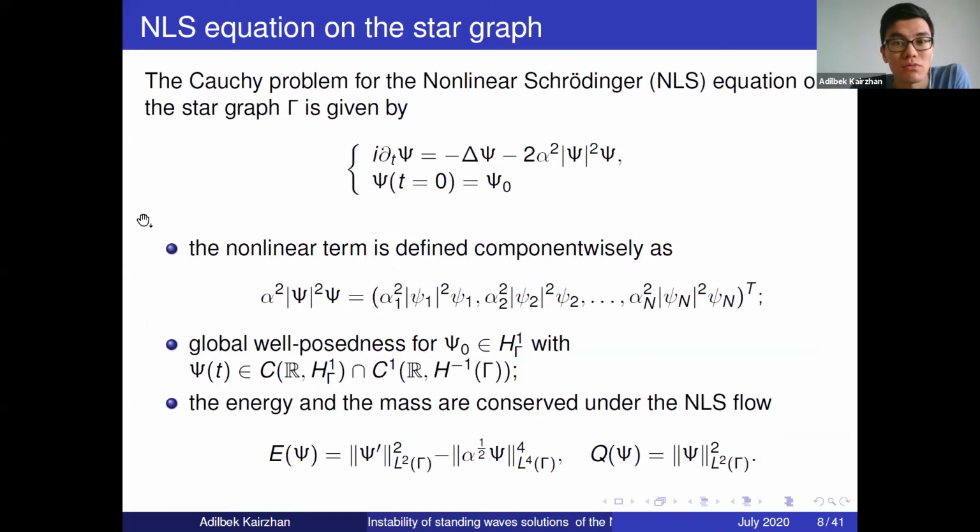So the Cauchy problem for the NLS equation on a star graph is given in this way. Here you can consider in general some 2p power, but for now, let's just set p equal to 1. And in this case, the nonlinear term is also defined component-wise. So in some sense, what we have is an uncoupled system of equations on each of the branches, but then all these solutions are connected using the boundary conditions at the vertex. It's known that the Cauchy problem here is globally well posed for initial data in H1, and the energy and mass are conserved under the NLS flow here.